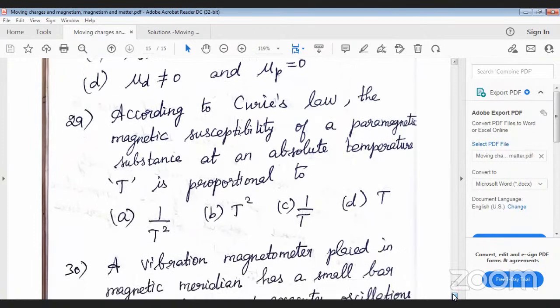According to Curie's law, the magnetic susceptibility of a paramagnetic substance at an absolute temperature is proportional to what? It is also a concept-based question. According to Curie's law, chi, the magnetic susceptibility, is inversely proportional to T. This is the relation. Based on that, option C is the right answer.